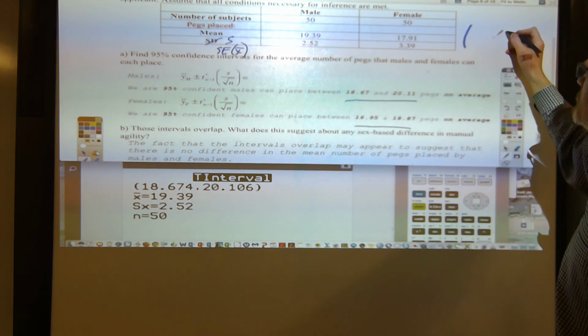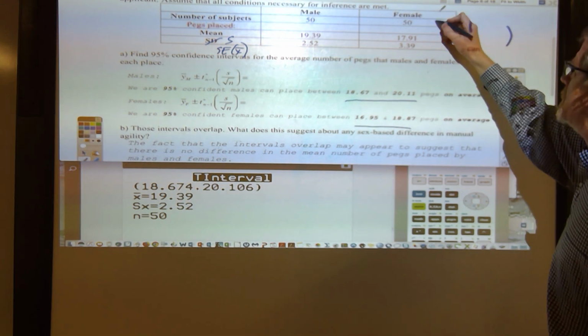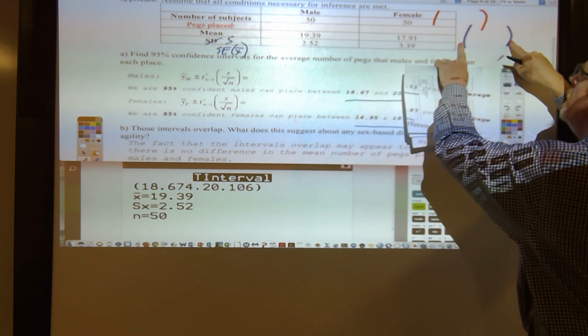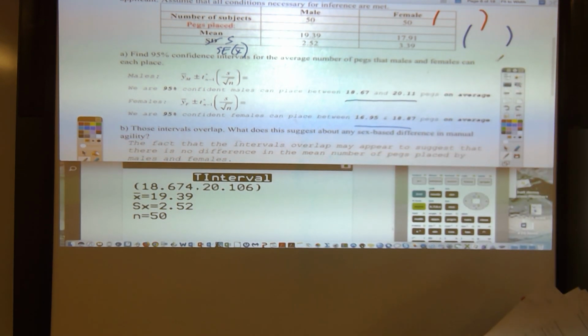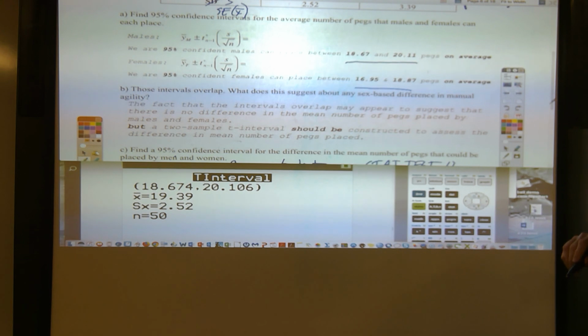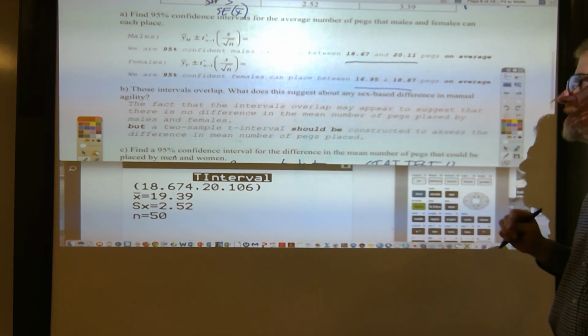You see, when you're calculating the interval for the males and the interval for the females, you're going out a certain number of standard deviations from the observed means, and you just are not thinking correctly. So what we should be doing is a 95% confidence interval for the difference.